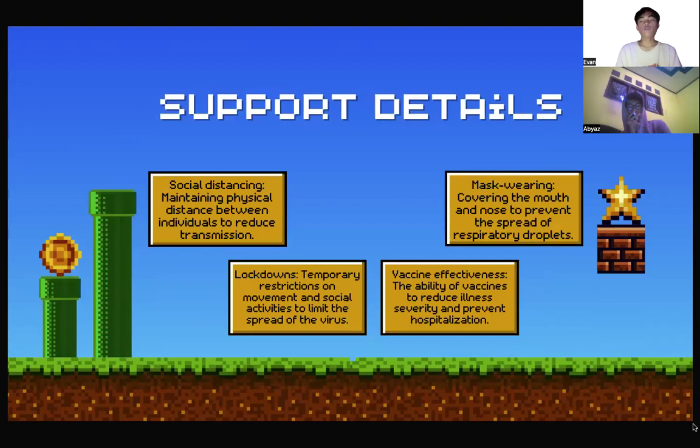The supporting details from the paragraph are: social distancing, which means maintaining physical distance between individuals to reduce transmission. Lockdown, which means temporary restriction on movement and social activities to limit the spread of the virus. Vaccine effectiveness, which means the ability of vaccines to reduce illness severity and prevent hospitalization. Mask wearing, which means covering the mouth and nose to prevent spread of respiratory droplets.